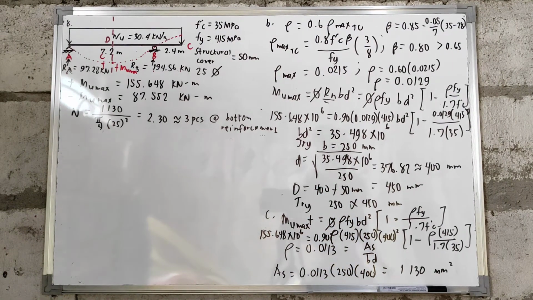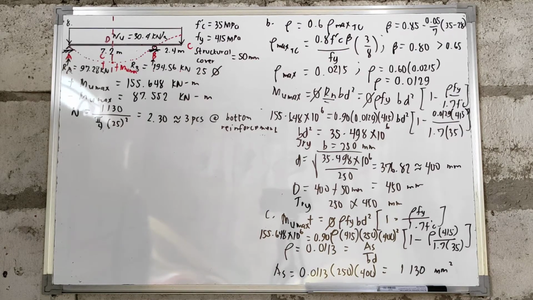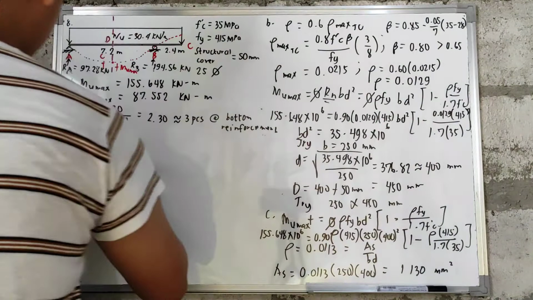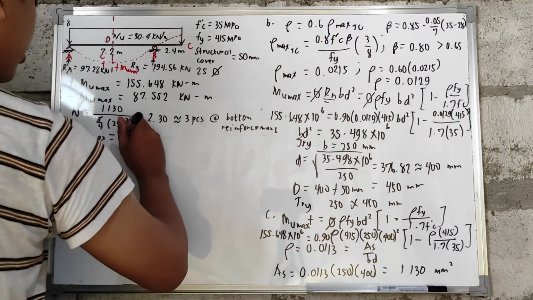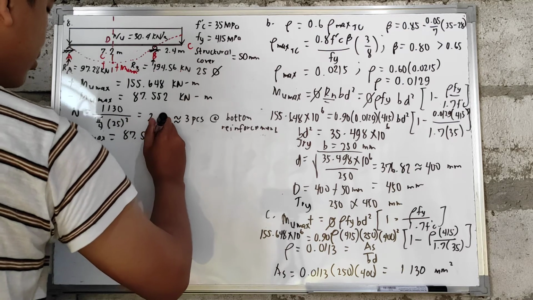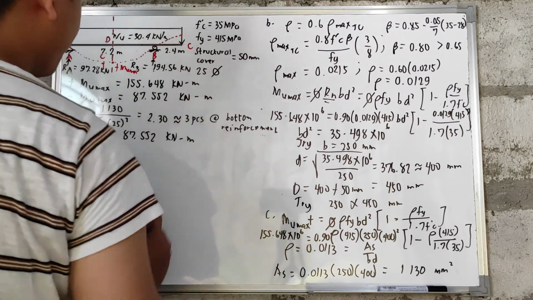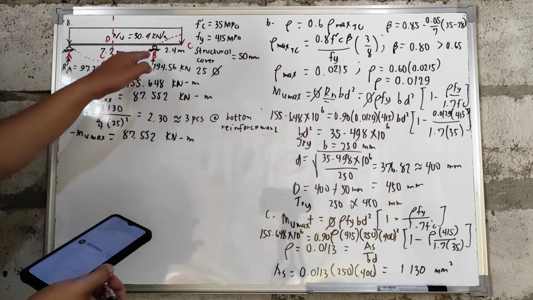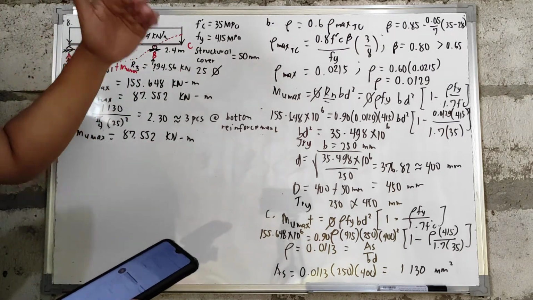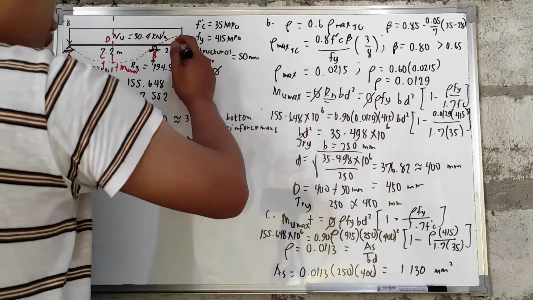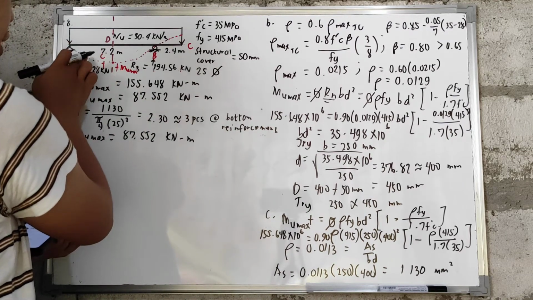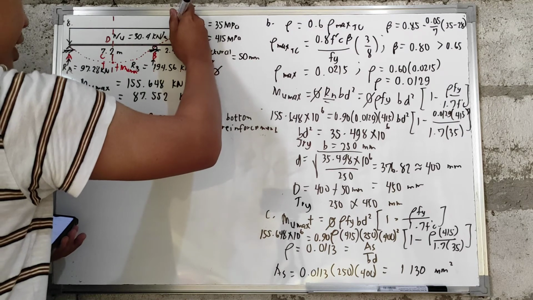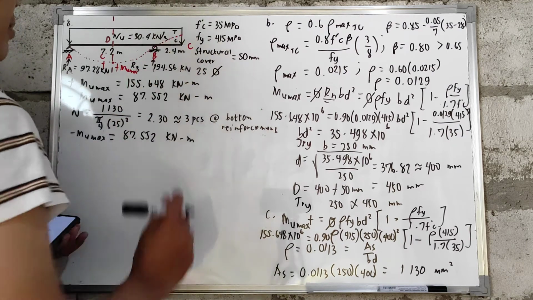Next, we're going to design our negative Mu max. So what is that? Our negative Mu max is equal to 87.552 kilonewton meter. When it is negative, the tendency is that our beam makes a sad face. So if the beam makes a sad face, then compared to before, where the compression was at the top and the tension at the bottom, here the tension is at the top and the compression is at the bottom.